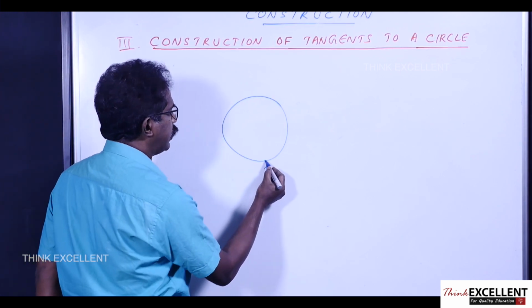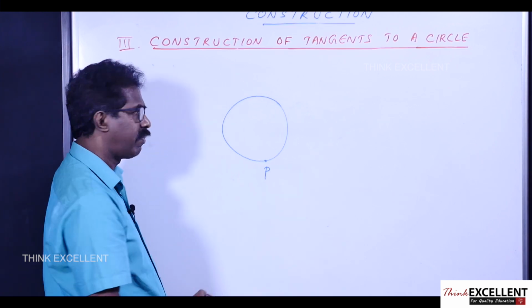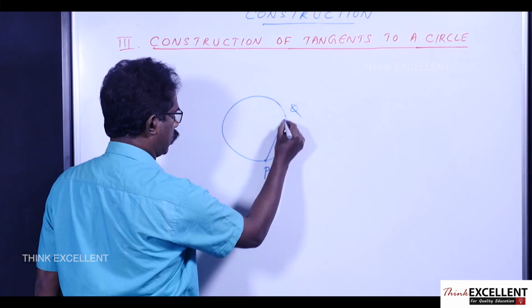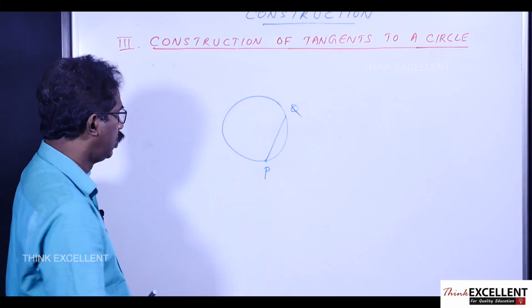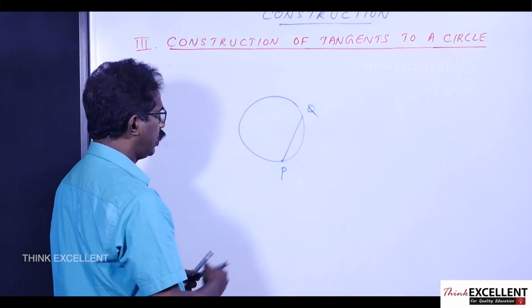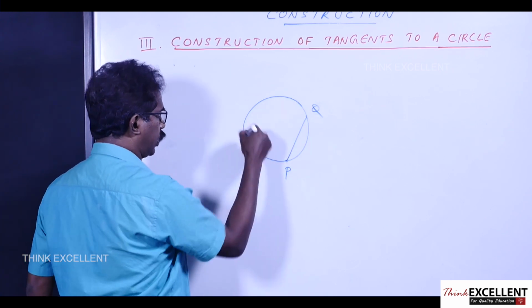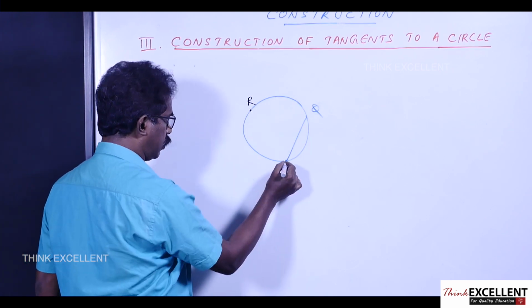Now at this P you have to draw a tangent, right? For that you take one chord. PQ is a chord. Now take a point R in this segment. Anywhere in this segment you can take R. I am taking it like this.